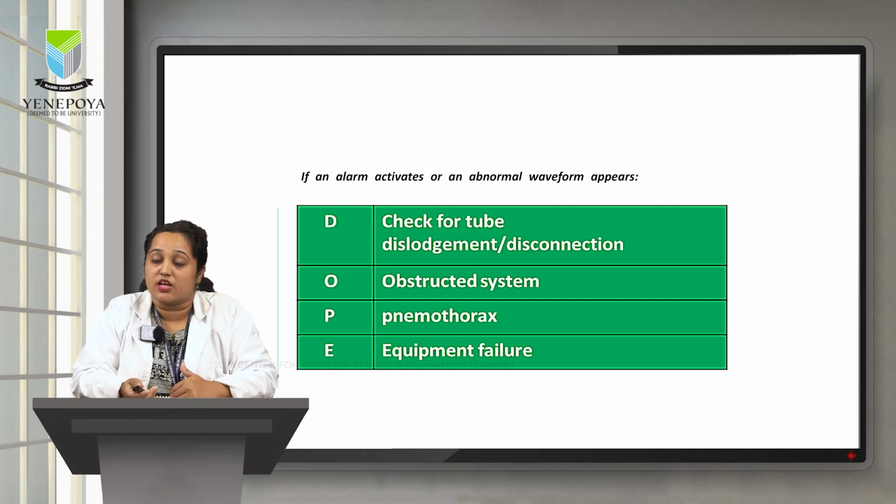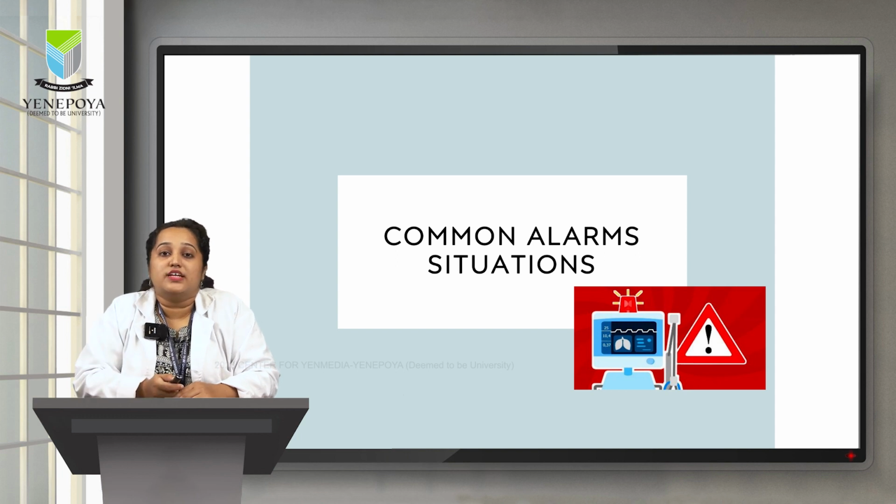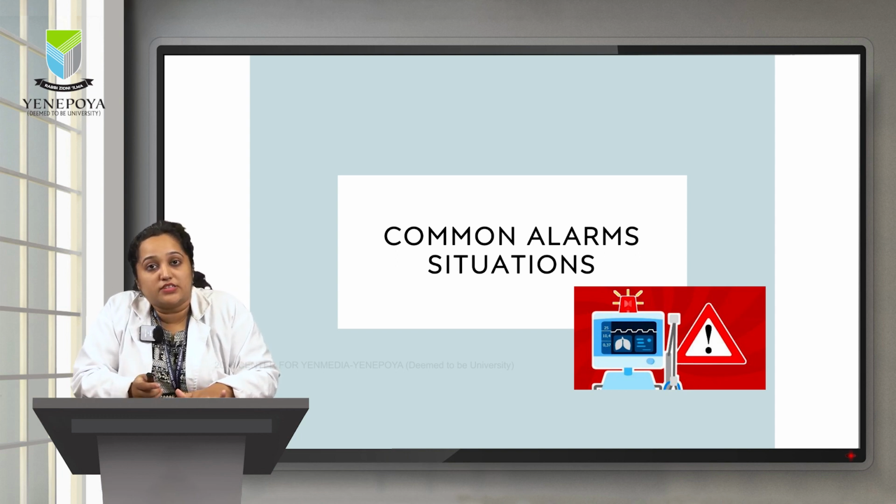So this is the mnemonic that we follow, DOPE, and this has always been followed for patients who are in sudden distress. So there is D for dislodgement or disconnection, O for obstruction, P for pneumothorax, and E for equipment failure. So let's go and see some common alarm situations.